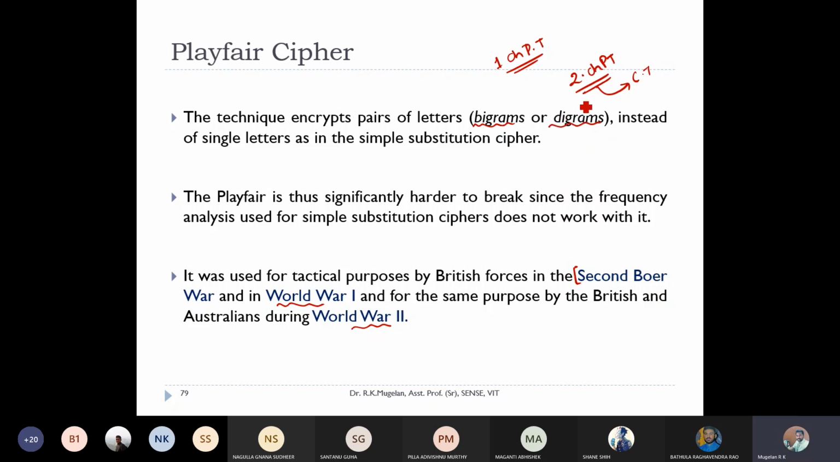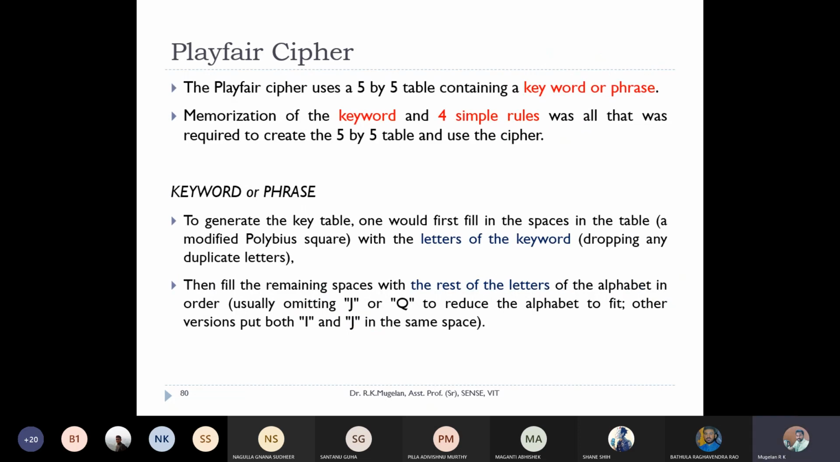So this Playfair cipher is harder when compared to the previous simple substitution technique. You can see that at the end of this Playfair cipher. First, before learning the encryption technique, you should know how to create the keyword or key phrase. So what is this keyword or key phrase?